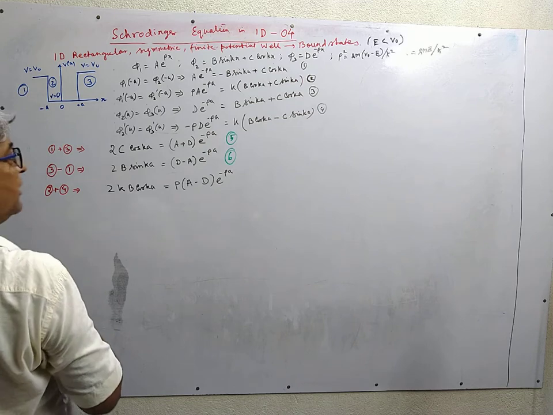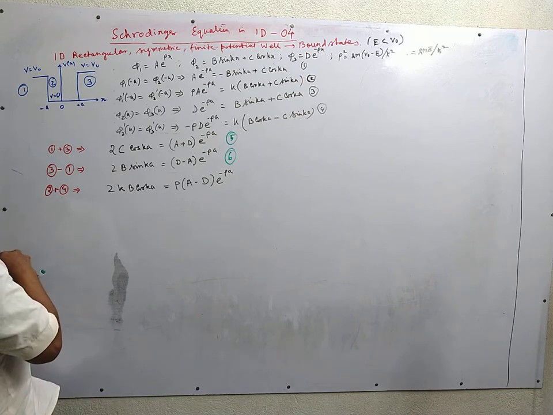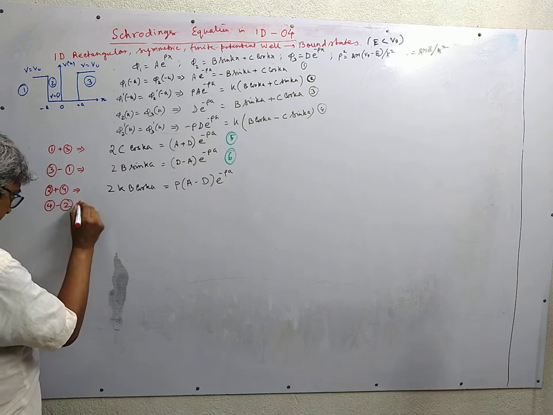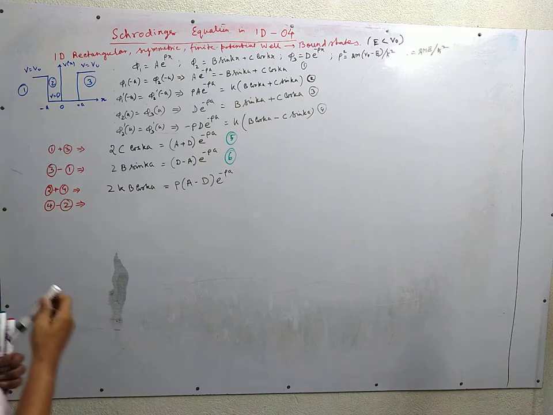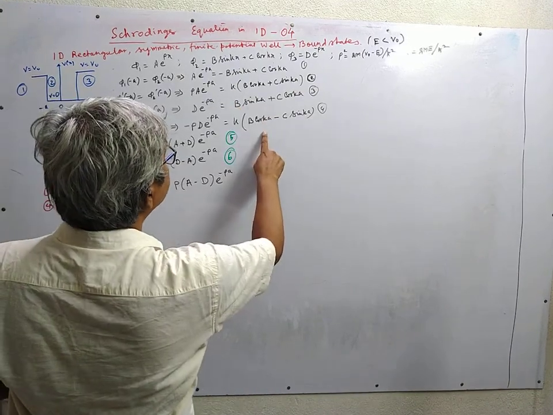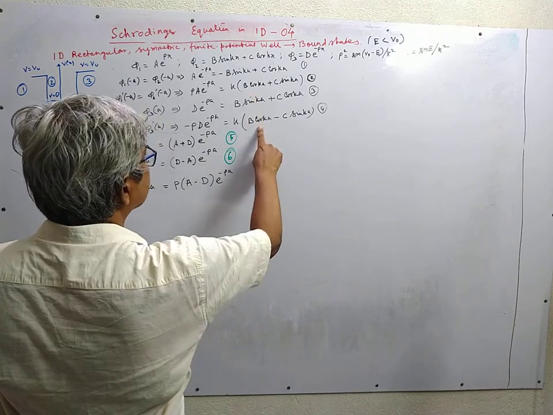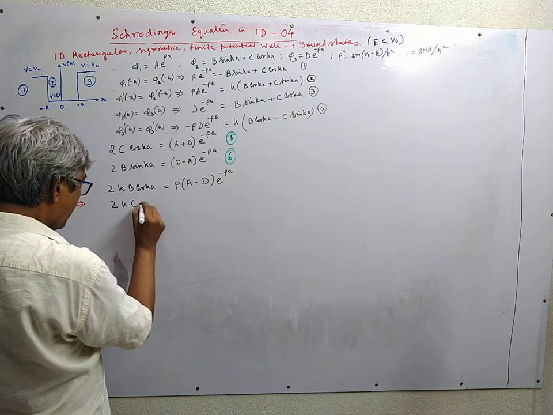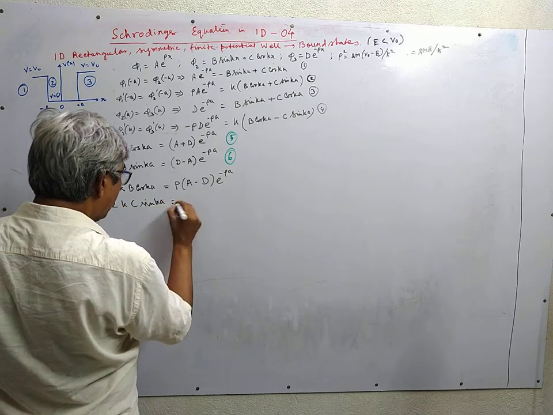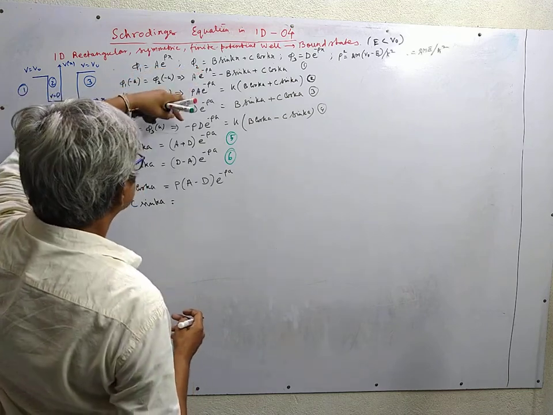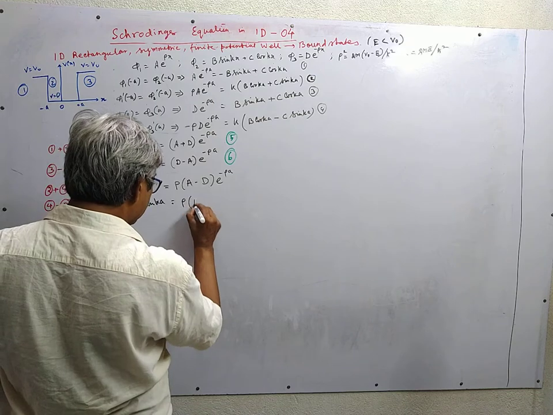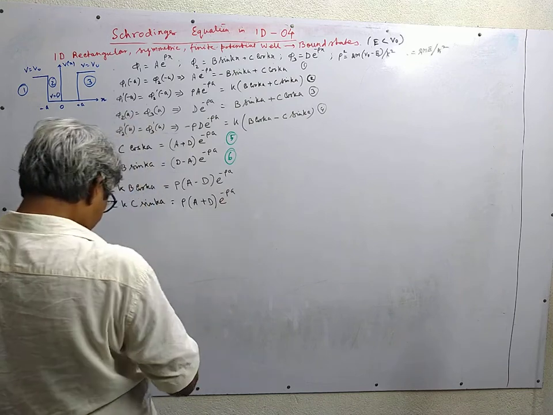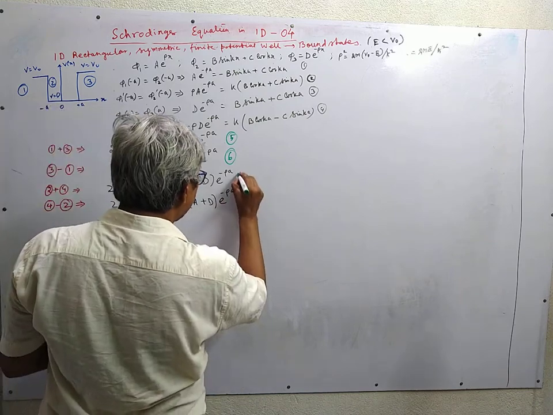Similarly, if we subtract 4 from 2, so 2 minus 4, this term gets cancelled and c sin ka will be there, k will be there, and on the right, 2 minus 4 gives rho times (a plus d). These are equations 7 and 8.